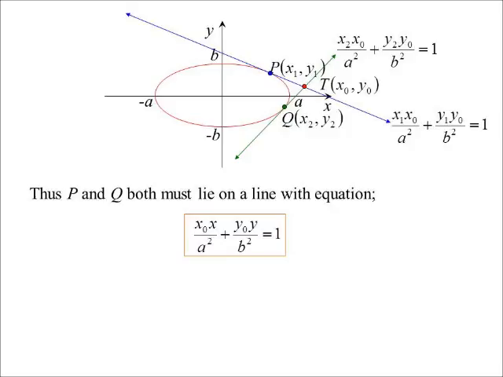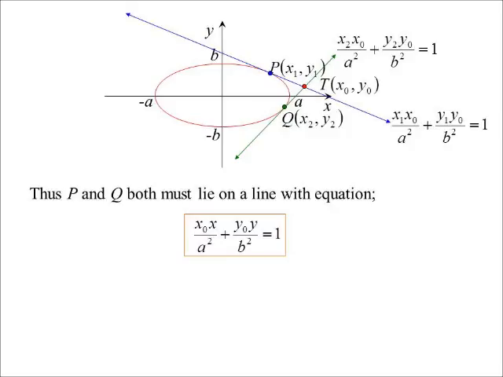If it is the equation of PQ, then when I substitute in the coordinates of P, I must get a correct statement. When I substitute the coordinates of Q, I must get a correct statement. All right, let's substitute the coordinates of P into this, x1, y1. I will get x naught x1 on a squared plus y naught y1 on b squared is equal to 1. I wonder if that's correct. Yes, it is. We already worked that out. How about when I substitute x2, y2 into it? I get x naught x2 on a squared plus y naught y2 on b squared is equal to 1. Yeah, we know that to be correct.